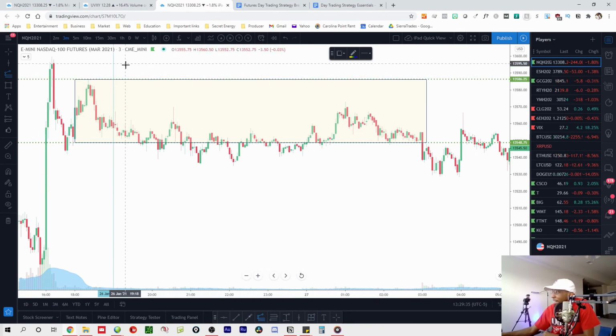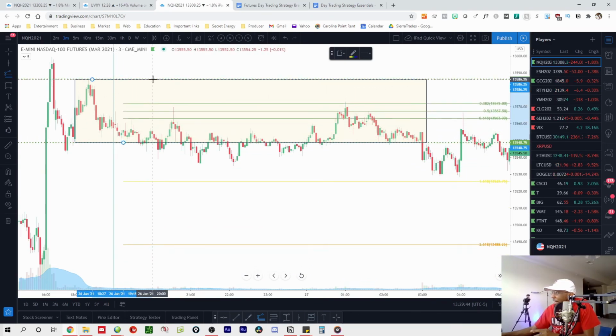I can put it right here, or over here. It doesn't matter. I do it for both sides, and this is going to set me up for the short side. This is the Fibonacci extension study, the drawing tool right here, the trend-based Fib extension. Now I have it set up here.